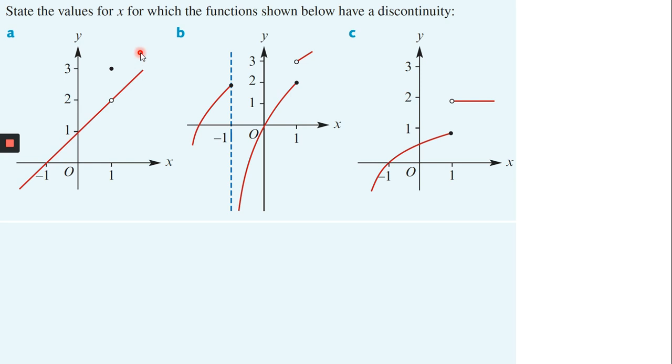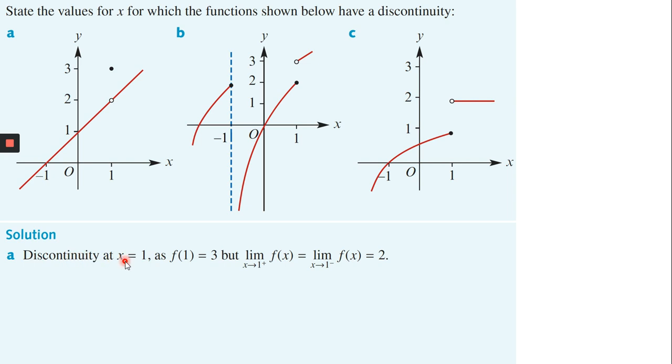State the values for x for which the functions below have discontinuity. So it's discontinuous at x equals 1. The reason being, the value of the function f of 1 is 3. Let's have a look at the limit. So as we approach 1 from the negative side, the limit is 2. As we approach it from the positive side, the limit is also 2. So that's why it's discontinuous.